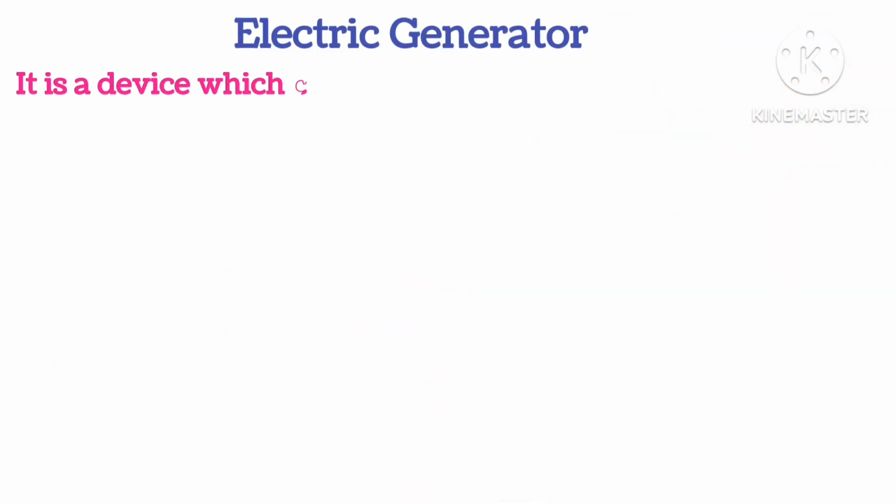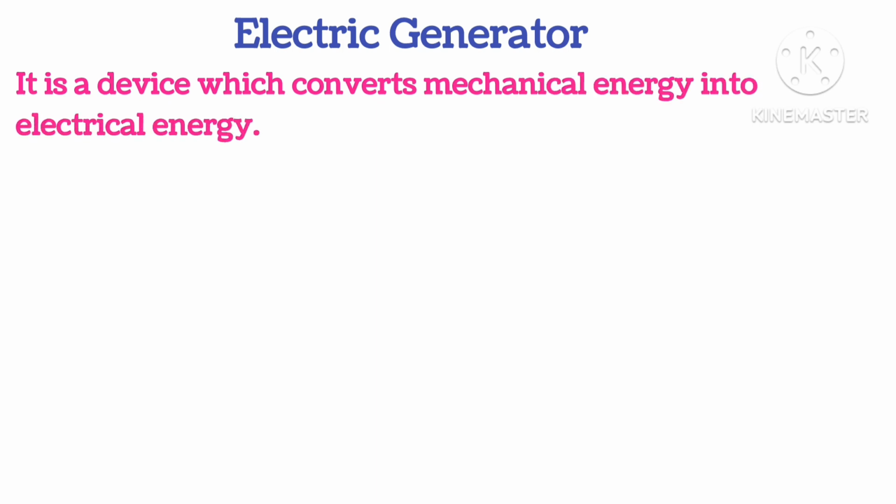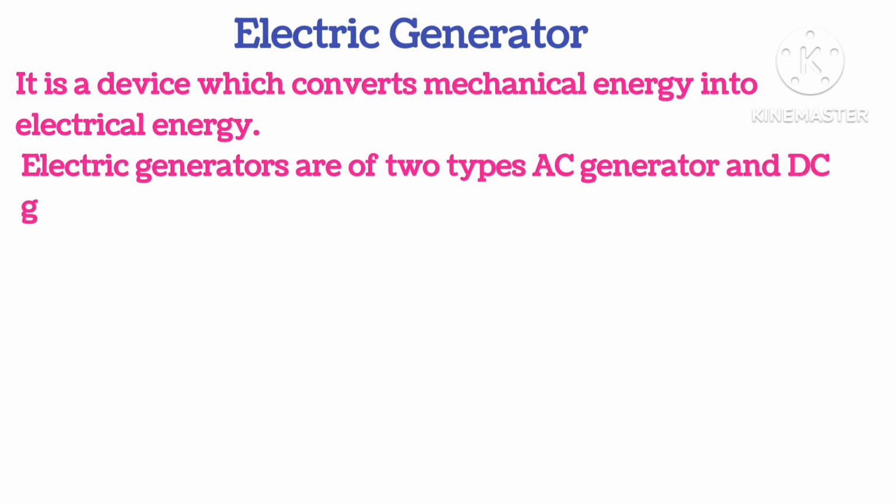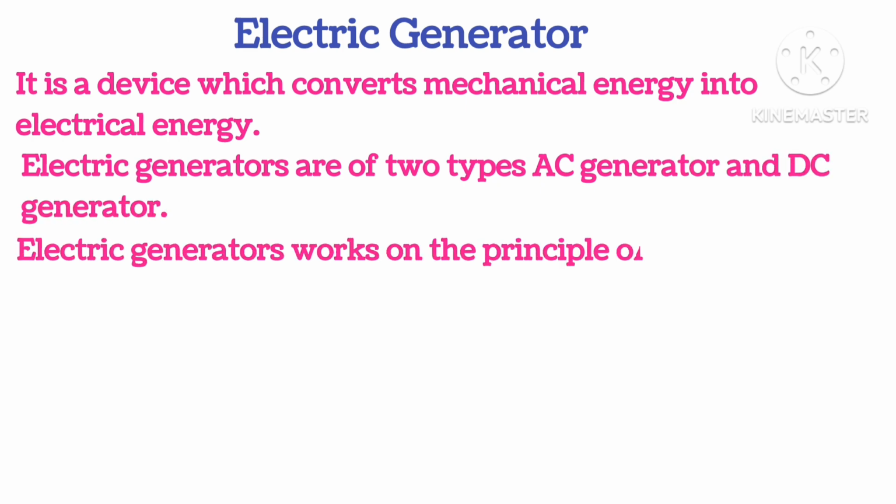Electric generator. It is a device which converts mechanical energy into electrical energy. Electric generators are of two types, AC and DC generator. An electric generator works on the principle of electromagnetic induction.